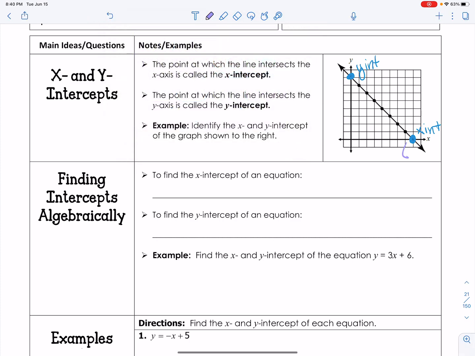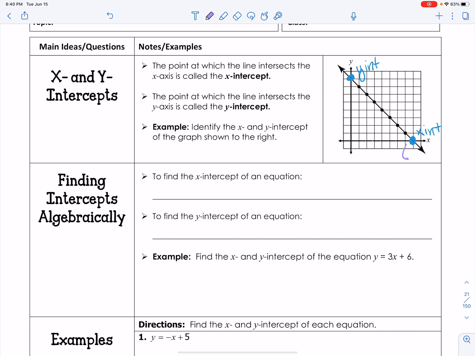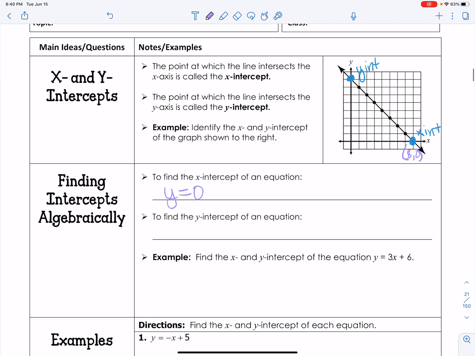So if I look at the x-intercept, it's 1, 2, 3, 4, 5, 6, 8, 0. The x-intercept is always going to be where the y equals 0. Every point along this axis is going to be something, 0. And if I look at the other axis, my point up here is 1, 2, 3, 4, 5, 6, 7, 8. So this is 0, 8. This is where my x is going to be equal to 0.